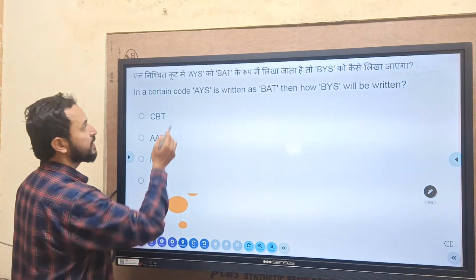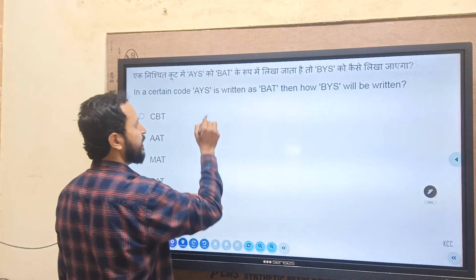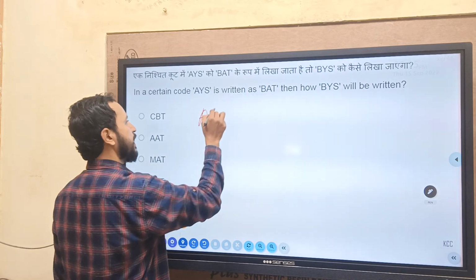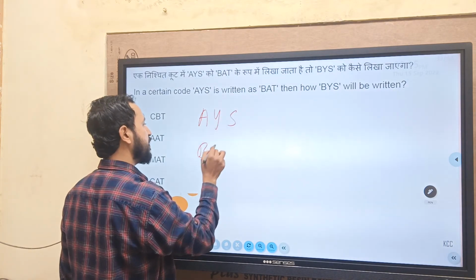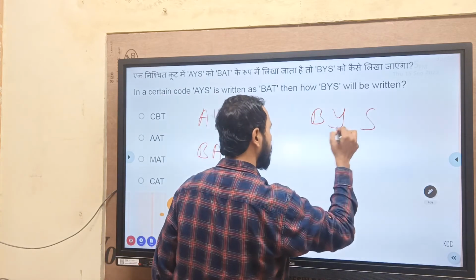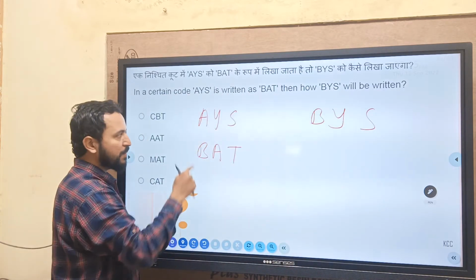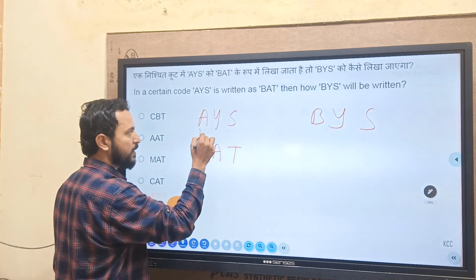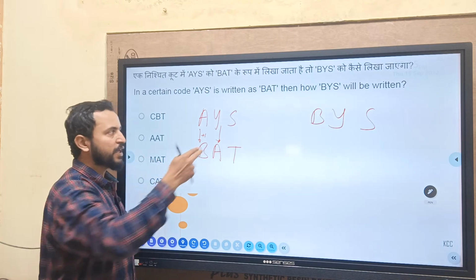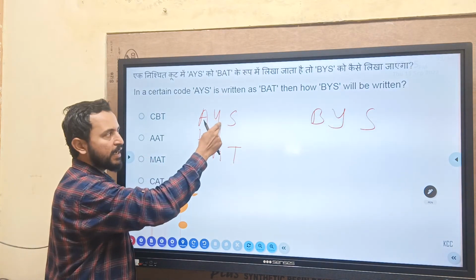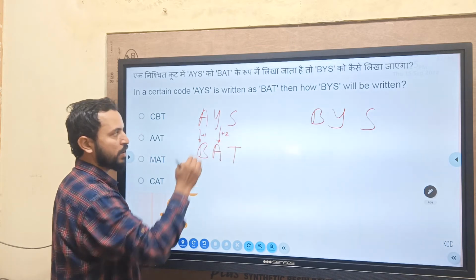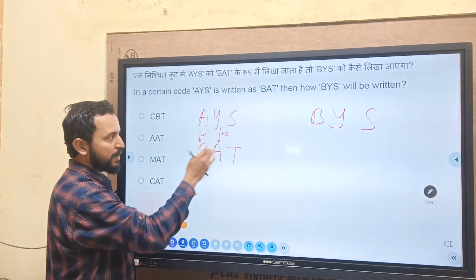Moving ahead. AYS is written as BAT. AYS is BAT. BYS is what? So the question is, BYS means how much? A is becoming B, plus 1. Y is becoming A. Alphabets A, B, C, D, E, F, G, S. Come on. Y, Z, then A. So how much is it becoming? Plus 2. Y, Z, then A.